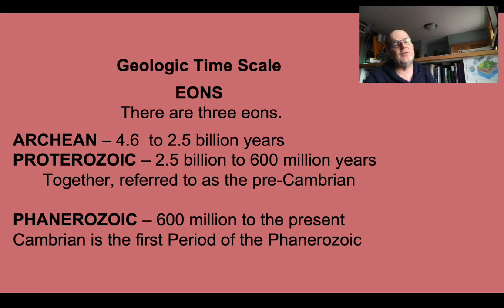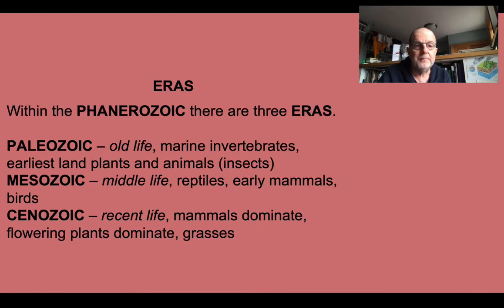Let's now finally just go through the geologic time scale. There are 3 eons. I always get this stuff wrong, but you have the reference table, so you just look there. The Archean, 4.6 to 2.5 billion. The Proterozoic, 2.5 billion to 600 million years, together referred to as the Precambrian. And we can break both of these into early, middle, and late. The Phanerozoic, 600 million to the present. Cambrian is the first period of the Phanerozoic.